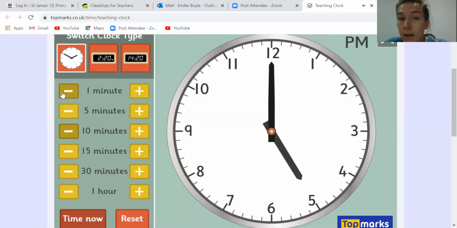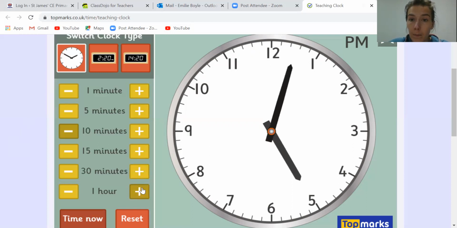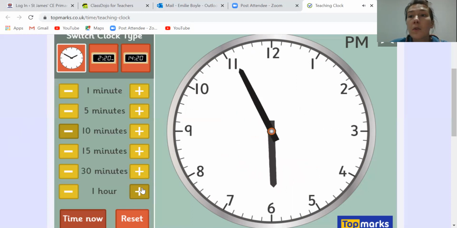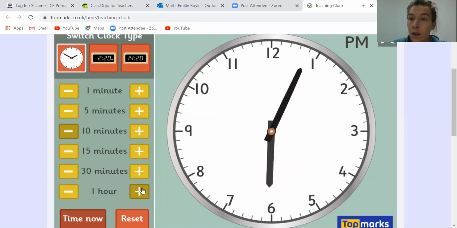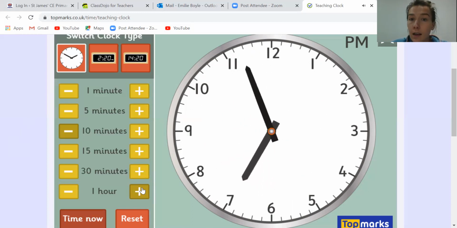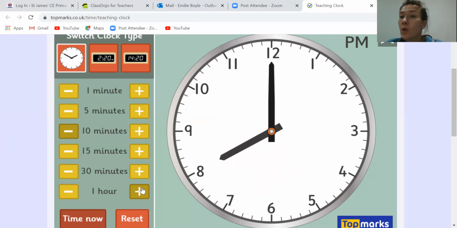In an hour, so obviously your hour, let me just show you, is where your long minute hand moves all the way round the clock face, and there are 60 minutes in 1 hour. So when that long minute hand moves all the way around, that is 1 hour. And obviously your hour hand just moves to the next number.